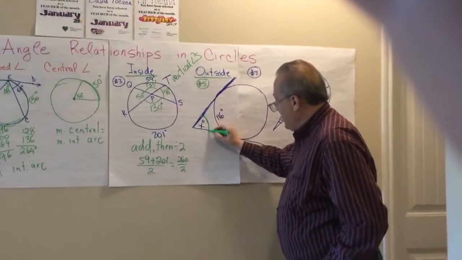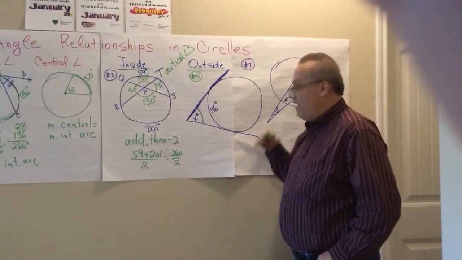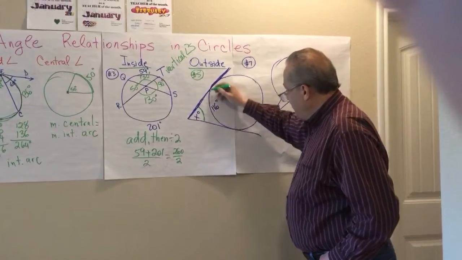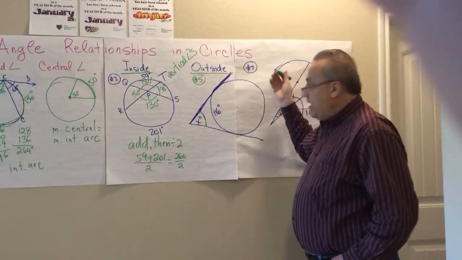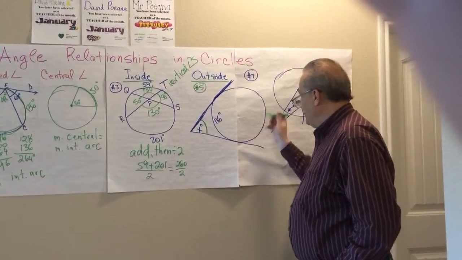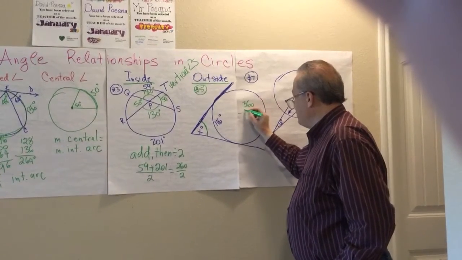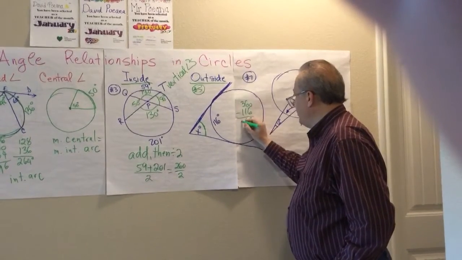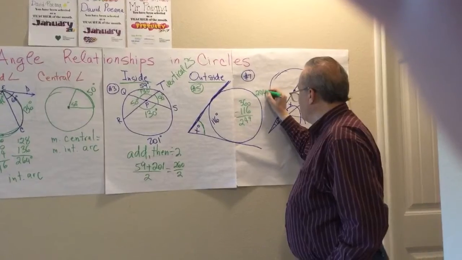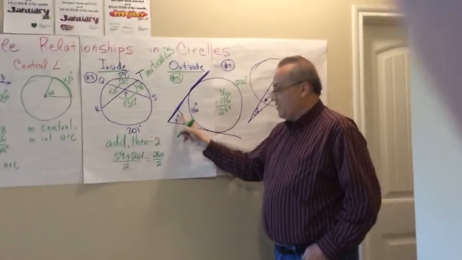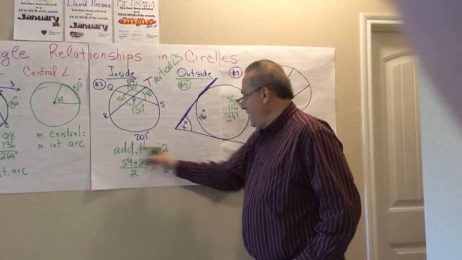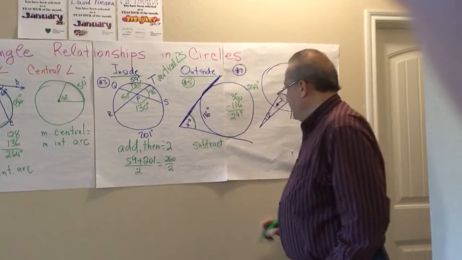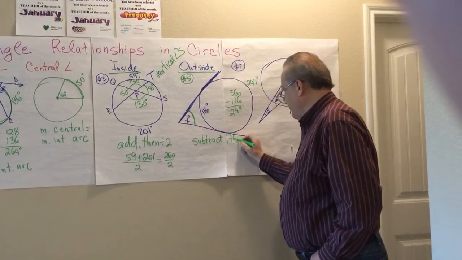This angle is outside, but how do I get it? I have this major arc and this smaller arc. How much is this arc? You know it. 360, subtract 116, and you get 244. But because we're talking about an angle outside, we're not going to add, we're going to subtract. After we subtract, then we divide by 2.